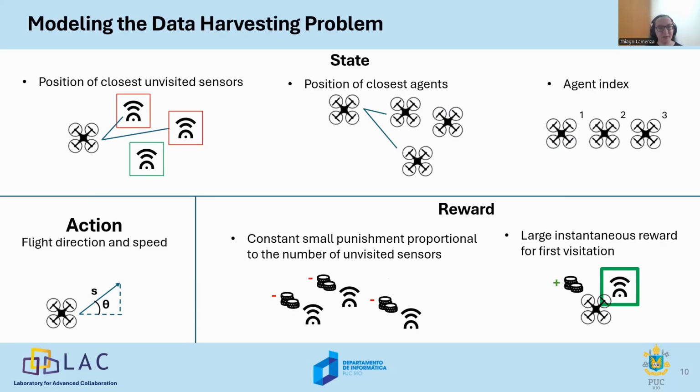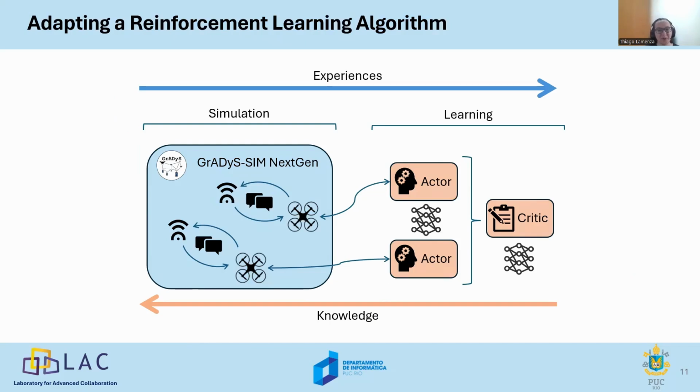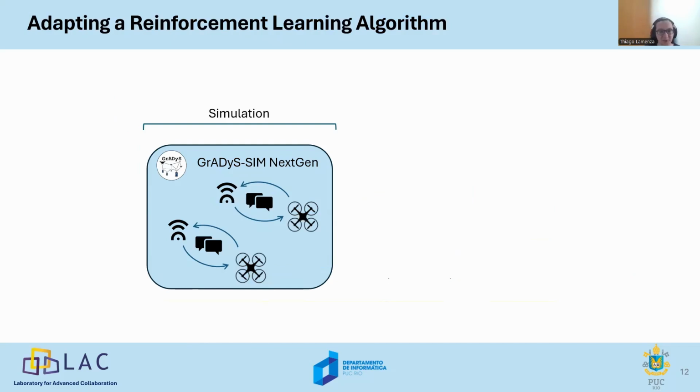Okay. So next, we will explain our solution a bit. This is a big diagram, so let's focus a bit on the left, on the simulation part of the diagram. GrADyS-SIM NG is the name of the simulator that we're using. It is a network simulator, event-based, and it's capable of simulating network connectivity and exchange of messages between nodes. And it's also capable of simulating basic movement. This simulator was created in the GrADyS research group, which I'm part of, but it can be used by other researchers as well.